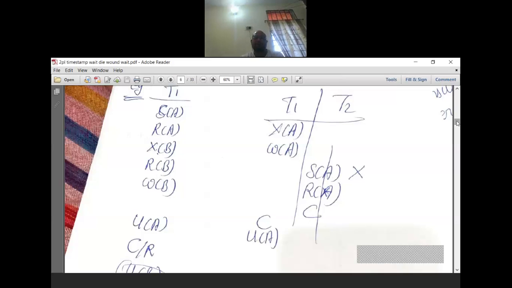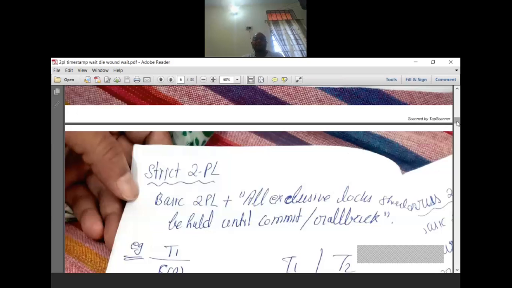In basic 2PL, I already explained: if any transaction has an exclusive lock on data item A, another transaction cannot get a shared or exclusive lock on the same data item. But what is strict 2PL? Strict 2PL is the combination of basic 2PL, basic two-phase locking, and it also has the property that all exclusive locks should be held until commit or rollback.